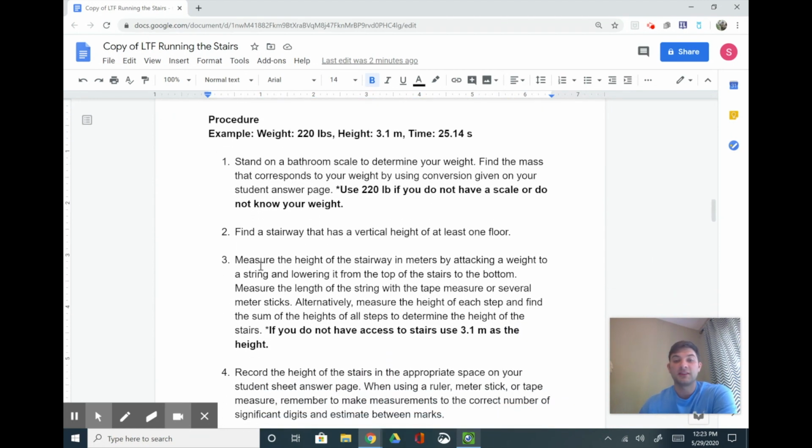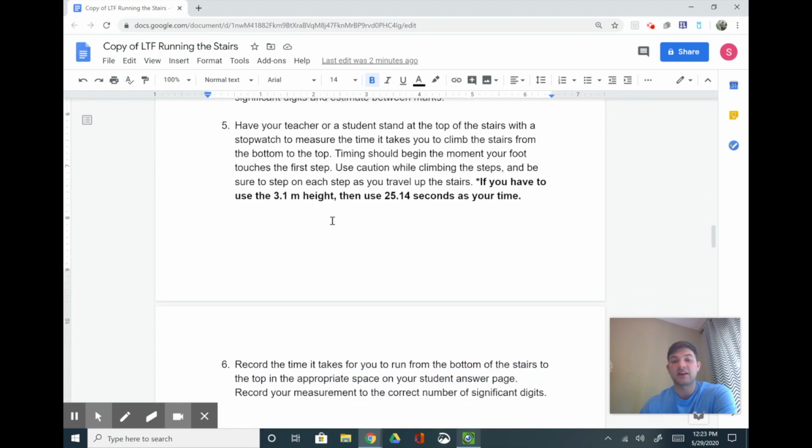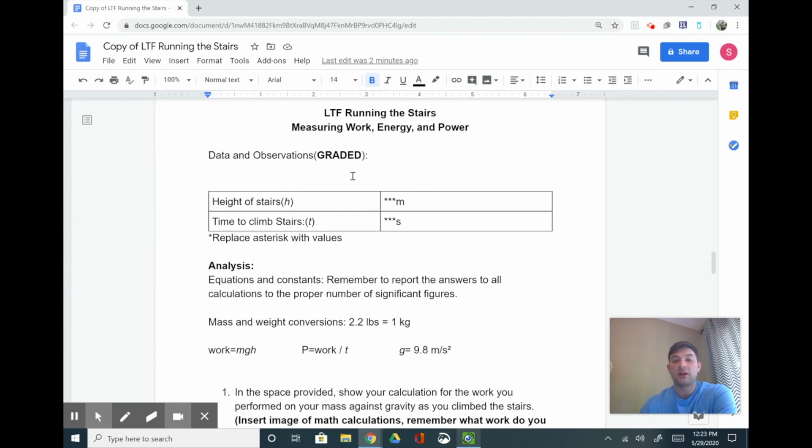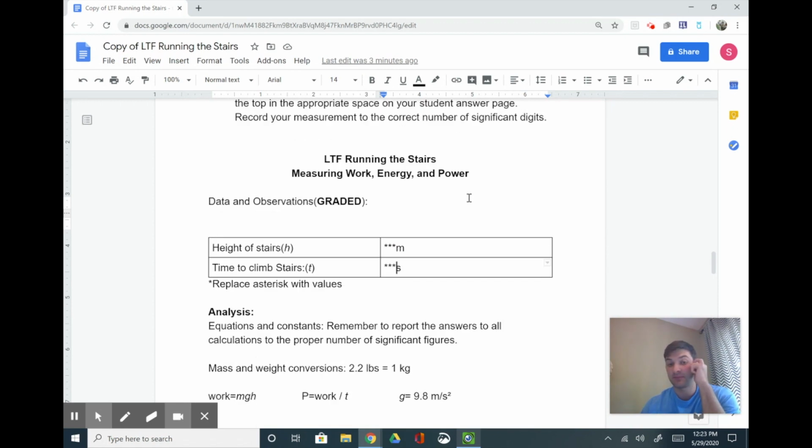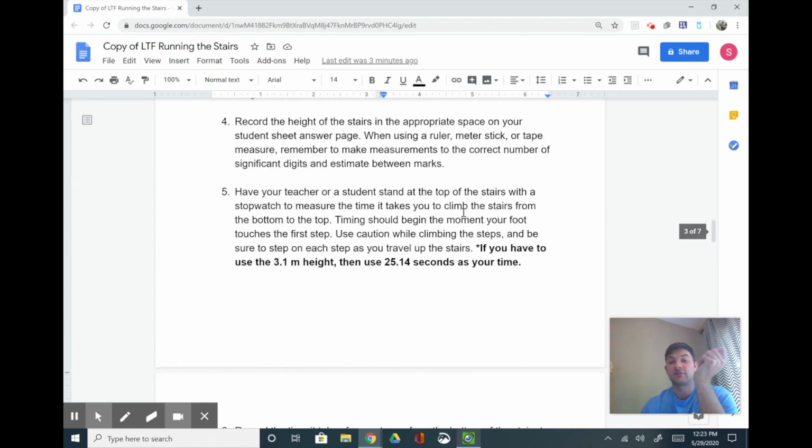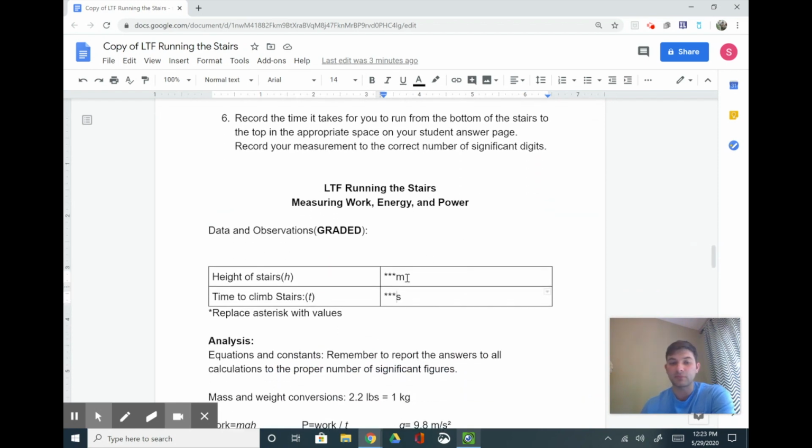Again, this is just the instructions on how to do this lab, everything I just said. Right here is data and observation. Everything here is graded. Right here, for height of stairs, you would put that 3.1 value if you don't have stairs at your house and are not using your own. The time to climb stairs, same thing. Use that 25.14 seconds right here.